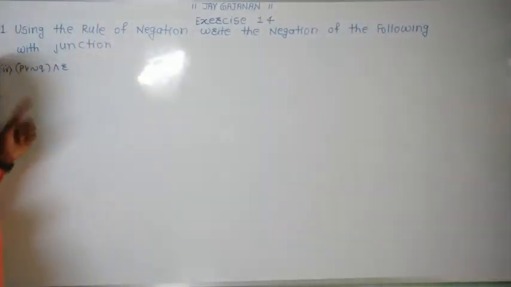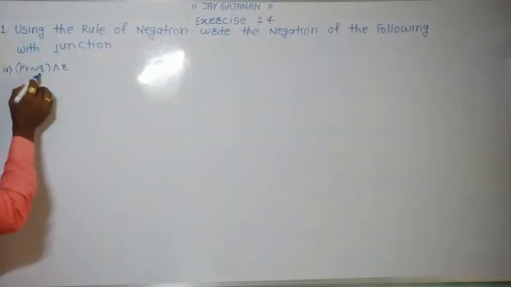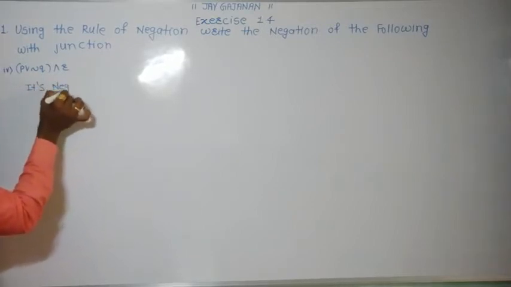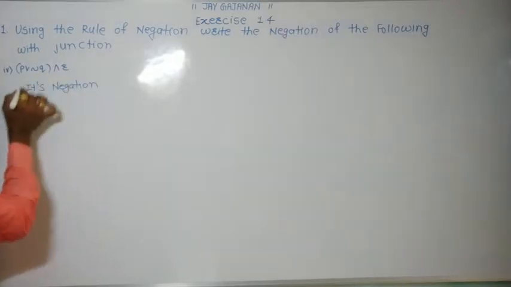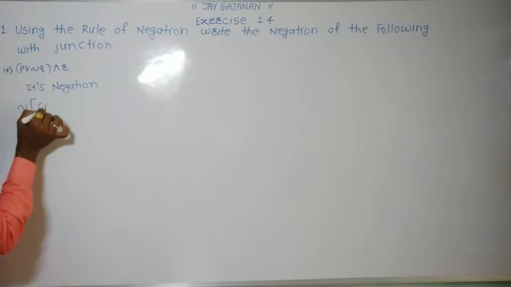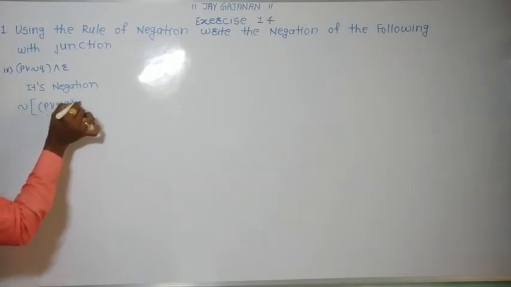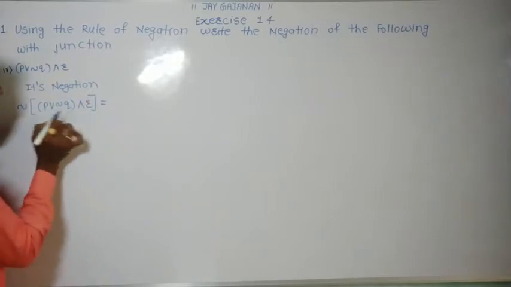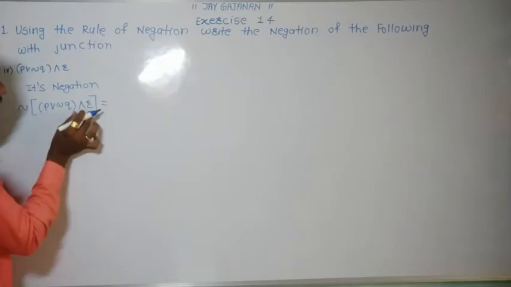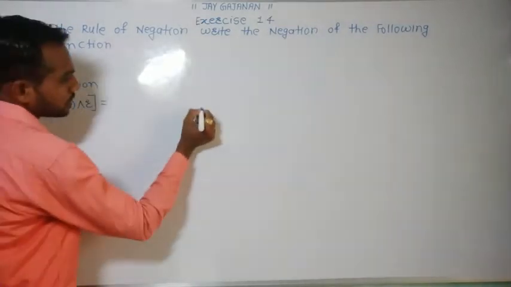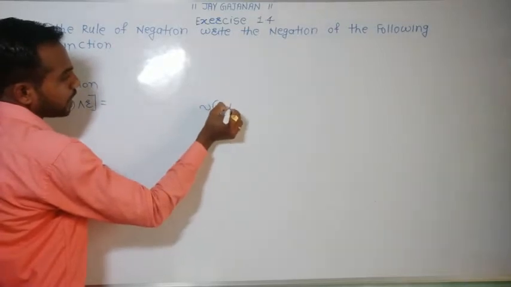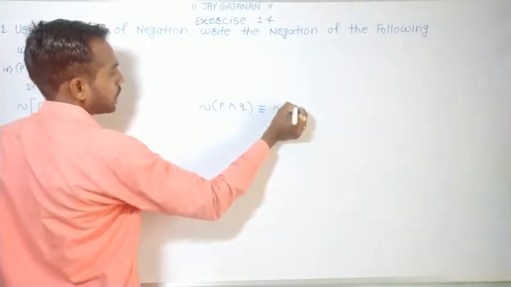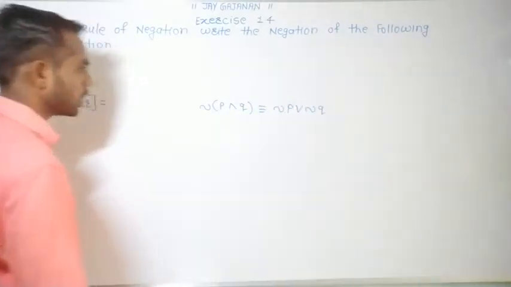Now see the example number 4. Negation of (P or negation Q) and R. Let's see here, the bracket and R are connected by a conjunction, which means negation of (P and Q). We know that negation of (P and Q) is equal to negation P or negation Q by De Morgan's law.